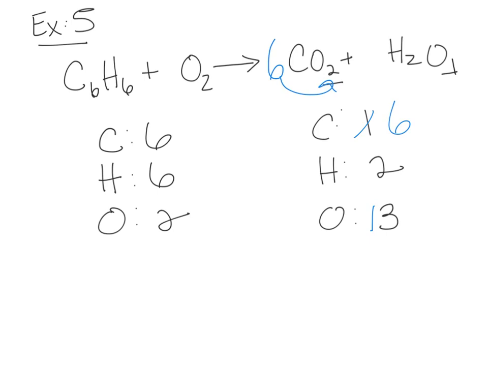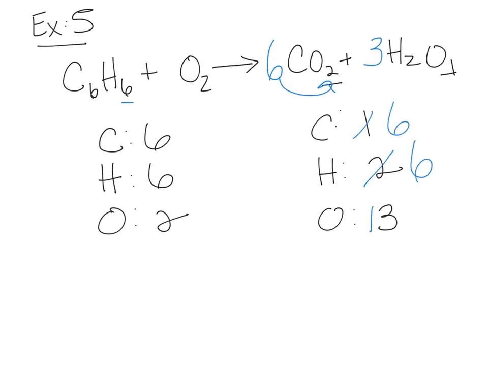I am going to leave my oxygen to the end, so my next thing I'm going to do is try and balance my hydrogens. I have 6 hydrogens on my left, I have 2 on my right, so I'm going to put a 3 as my coefficient, and 3 times 2 gives me 6 this way. This 3 also changes my oxygen here, so I now have 3 here.